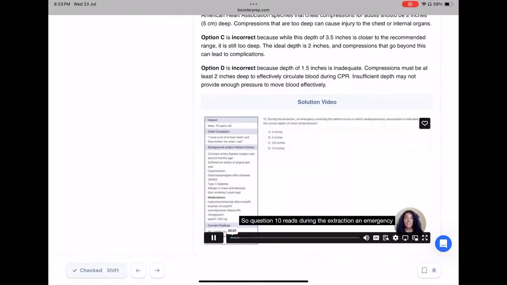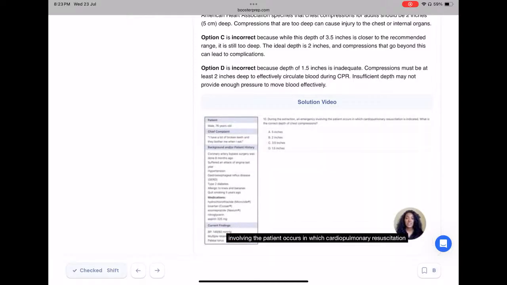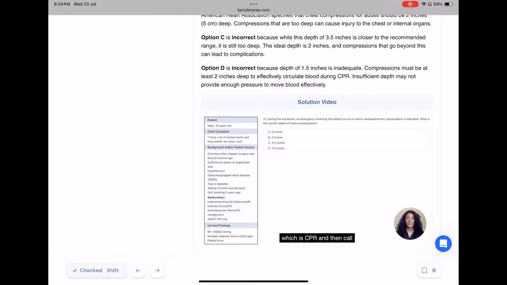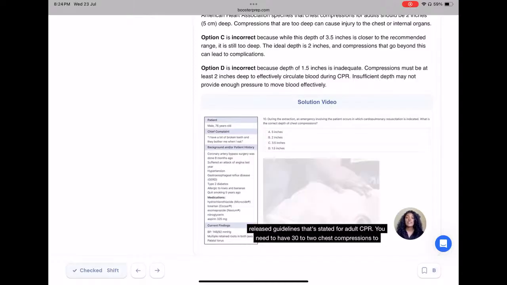So question 10 reads, during the extraction, an emergency involving the patient occurs in which cardiopulmonary resuscitation is indicated. What is the correct depth of chest compressions? So if a patient is experiencing cardiac arrest, you need to do cardiopulmonary resuscitation, which is CPR, and then call for emergency medical services.